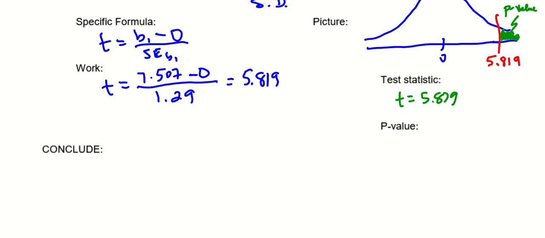So one way to do that is to do a TCDF. Right? So we can do a TCDF with a low of 5.819. Right? That's our low. A high of something really high, so you can do infinity or 1,000, and then degrees of freedom is 7. So go ahead and pause the video, put that in your calculator, and let's find that p-value.